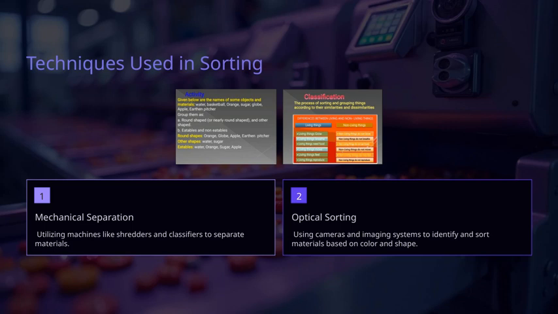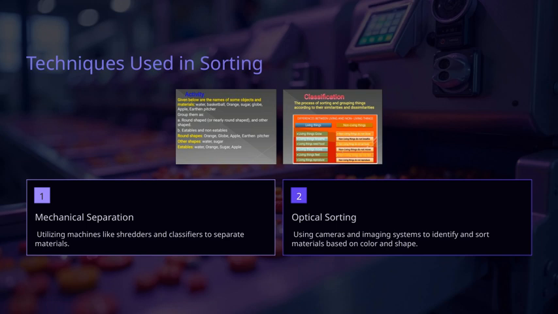Let's take a closer look at some of the techniques used in sorting. First, we have mechanical separation. This method relies on machines like shredders and classifiers. These tools physically separate materials based on size, shape, or other physical properties. It's a very efficient way to handle large volumes of waste and prepare them for further processing.